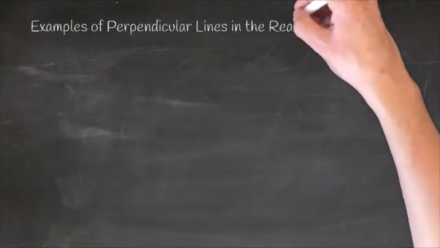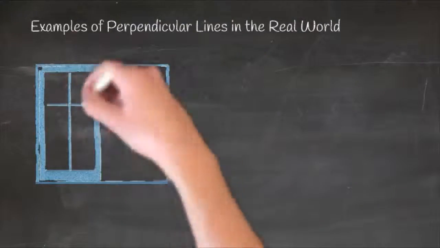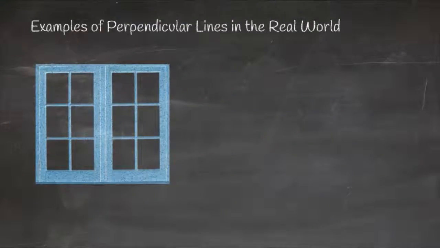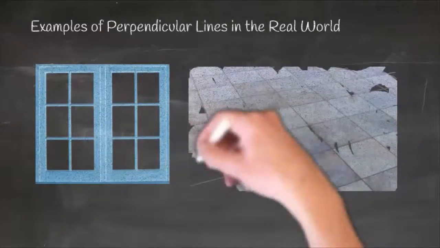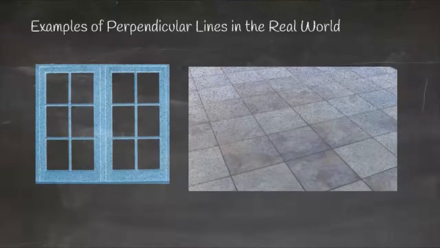So here are a couple of examples of perpendicular lines in the real world. If you've ever been to a house and had a set of French doors, you notice the French doors always turn out to have those nice lines across. Those are right angles, those are perpendicular lines. And if you take a look at certain floors and floor designs, a lot of the times they do have those perpendicular lines, the lines crossing each other at right angles.